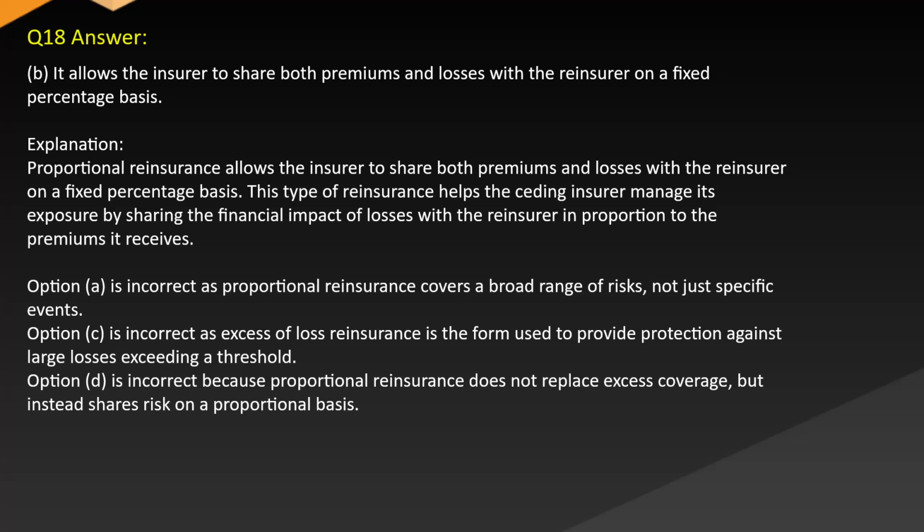Option A is incorrect, as proportional reinsurance covers a broad range of risks, not just specific events. Option C is incorrect, as excess loss reinsurance is the form used to provide protection against large losses exceeding the threshold. Option D is incorrect because proportional reinsurance does not replace excess coverage but instead shares risk on a proportional basis.